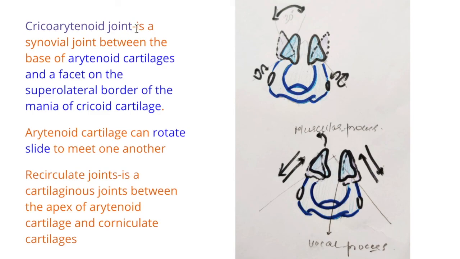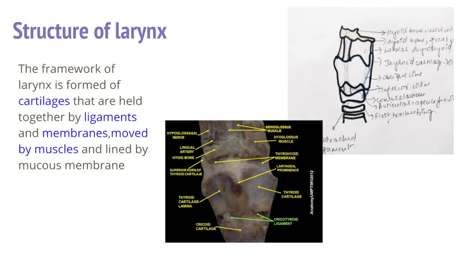And coming to the cricoarytenoid joint, this is a synovial joint present between the base of the arytenoid and a facet on the superior border of the cricoid cartilage. Okay, and the arytenoid cartilage is very special because it can move in a lot of different ways. So it can rotate, or it can slide, or it can move like so. This we'll discuss in the next video when we talk about how the muscles alter the arytenoid cartilage to produce voice. But for now, remember that the arytenoid cartilages articulate with the cricoid, forming a cricoarytenoid joint where the arytenoid cartilages can rotate and slide to meet one another. So with this, we finish all the cartilages and the joints of the larynx.